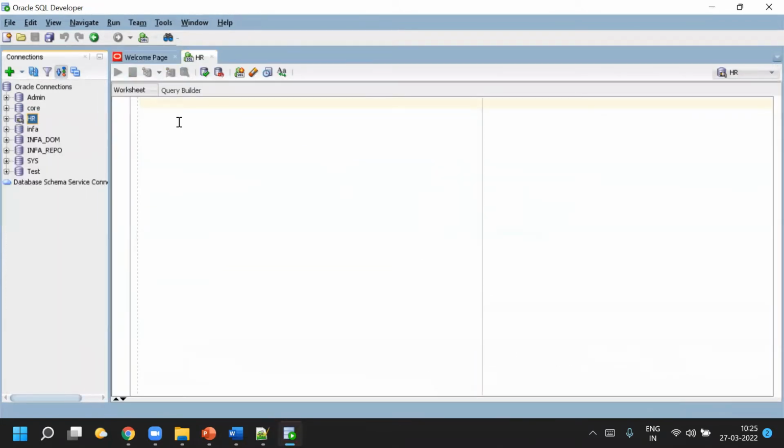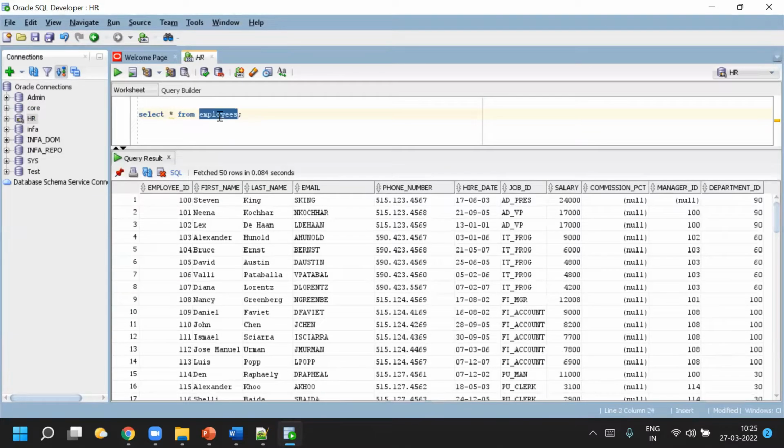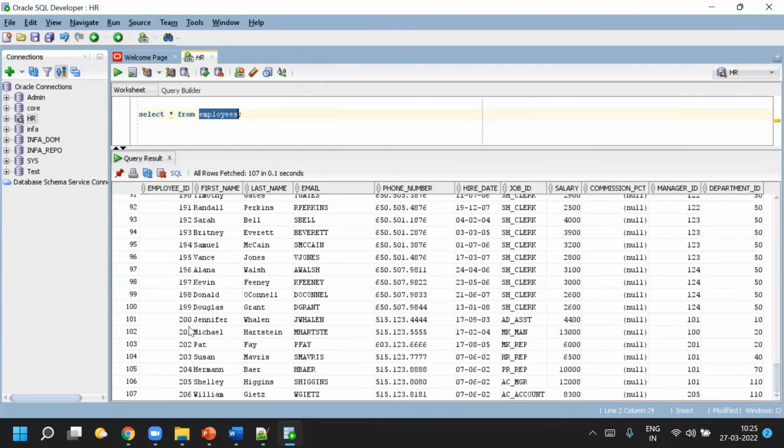If you consider, let me fire a query. I have a table called employee in a database where we have all details of employees like employee ID, first name, last name, email ID, phone numbers, and other details, salary, commission, and all details for the employees of the organization. In this table we have 107 records.